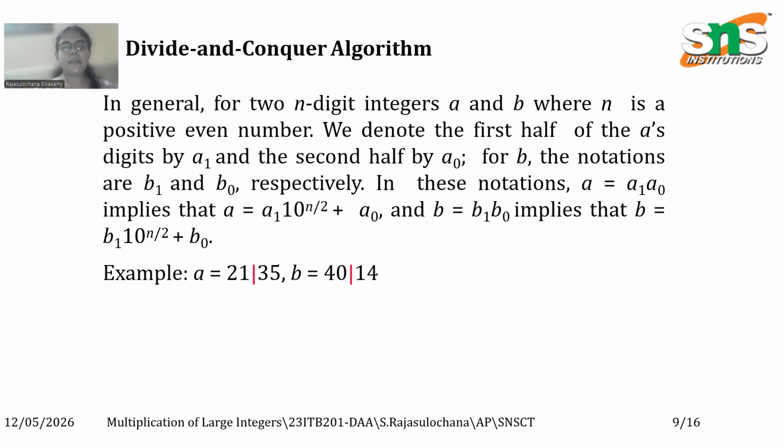So in these notations, we can write A equal to A1 into 10 power n by 2 plus A naught, and B is equal to B1 into 10 power n by 2 plus B naught. As an example, the value of A is 2135 and the value of B is 4014. So according to the previous discussion, when we divide A into A1 and A naught, A1 is equal to 21 and A naught is equal to 35. And similarly, in case of B, B1 is equal to 40 and B naught is equal to 14.